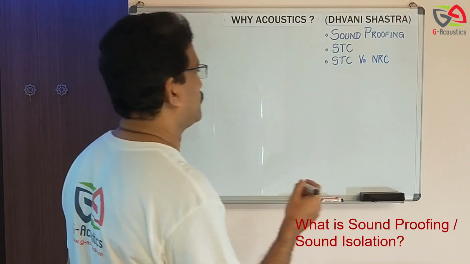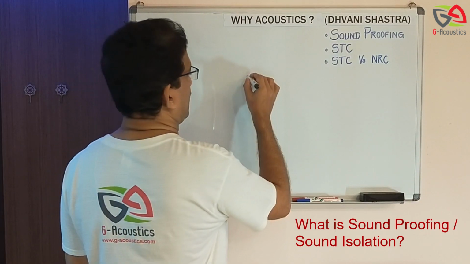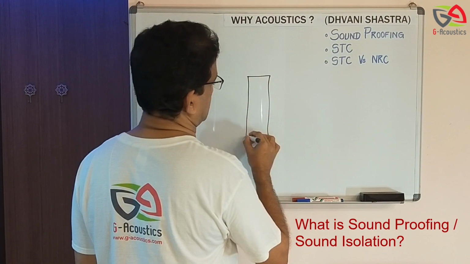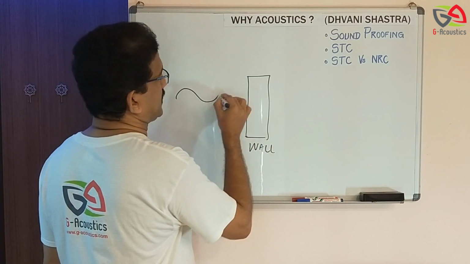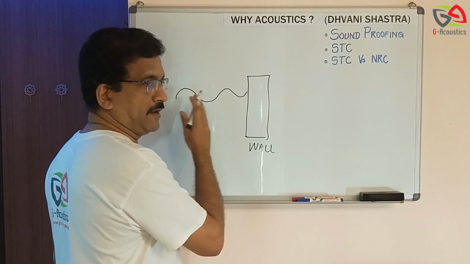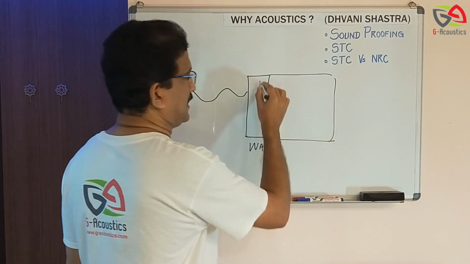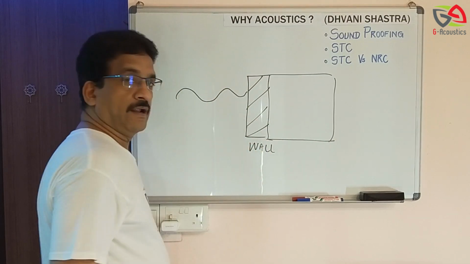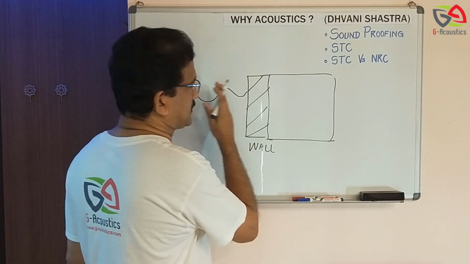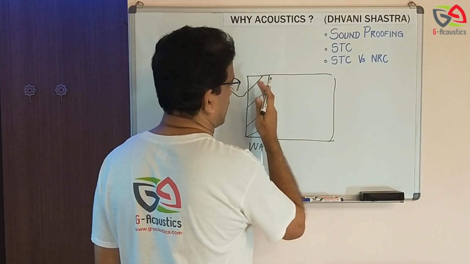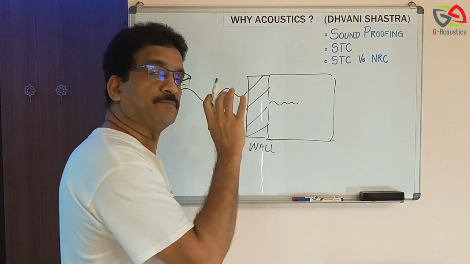So what is soundproofing? Soundproofing, in other words, is also called isolation. For example, let us take there is a wall or a barrier, right? Now there is a sound coming from outside and you are within a room, and this is a barrier. What should happen is this sound which is coming from outside has to be dampened as much as possible.